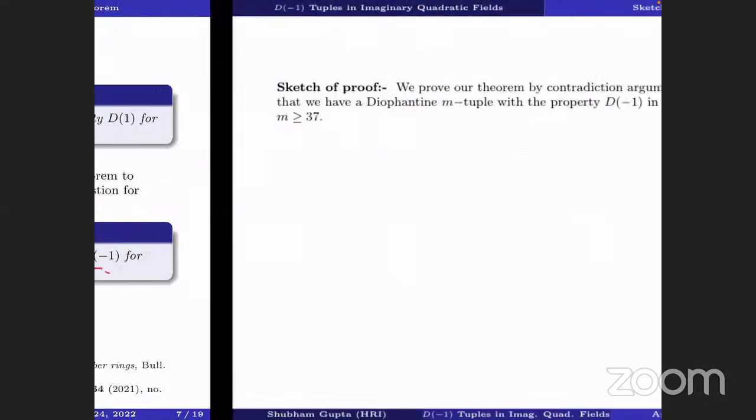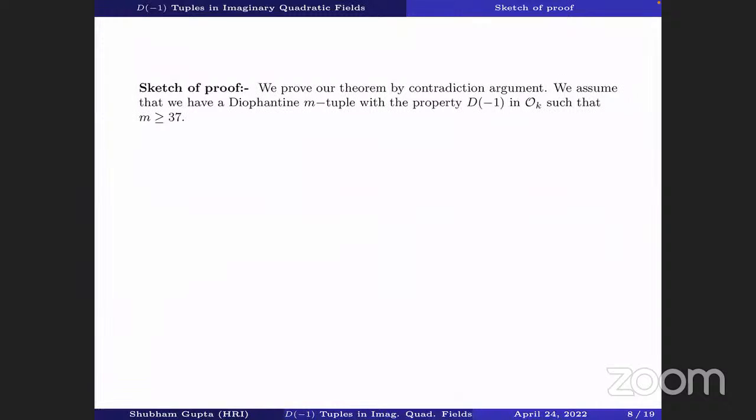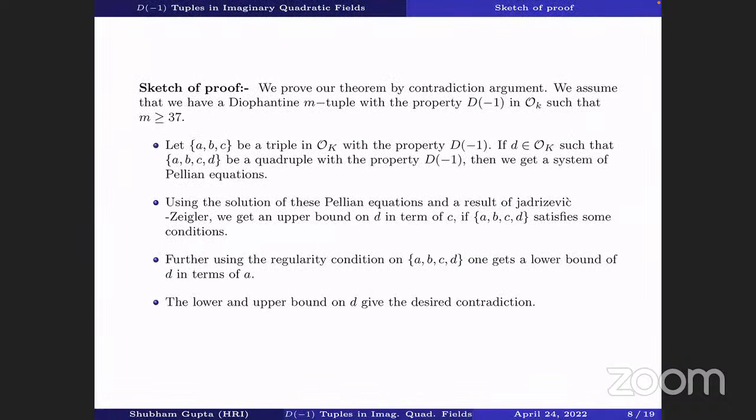Actually, we will prove our theorem via a contradiction argument. Suppose we have an M-tuple in O_K with the property D(-1) such that m is greater than or equal to 37. We will follow these steps to prove our main theorem. Let us have a triple {a, b, c} in O_K with the property D(-1), and there exists a d in O_K such that {a, b, c, d} makes a quadruple.